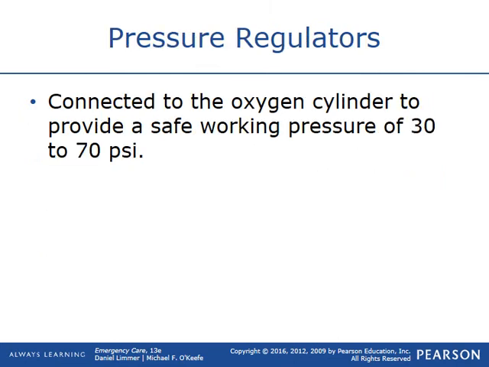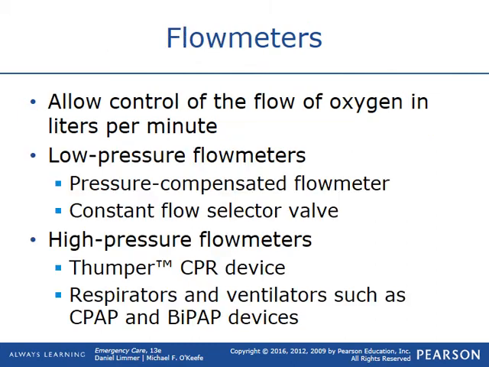For pressure regulators, they're going to be connected to the oxygen cylinder to provide a safe working pressure of 30 to 70 psi. Flowmeters allow the control of flow of oxygen in the measurement of liters per minute. So you've got your low pressure flow meters. It's going to be a pressure compensated flow meter to allow a constant flow through the selector valve. And then you've got your high pressure flow meters such as your Thumper CPR device and respirators and ventilators such as CPAP and BiPAP devices.